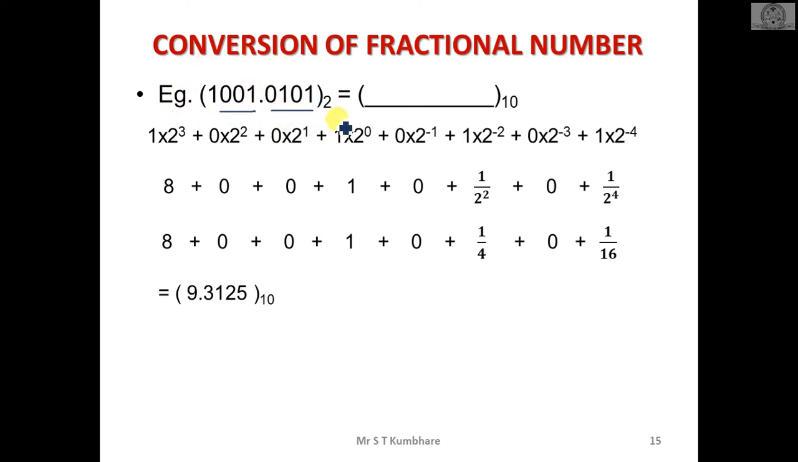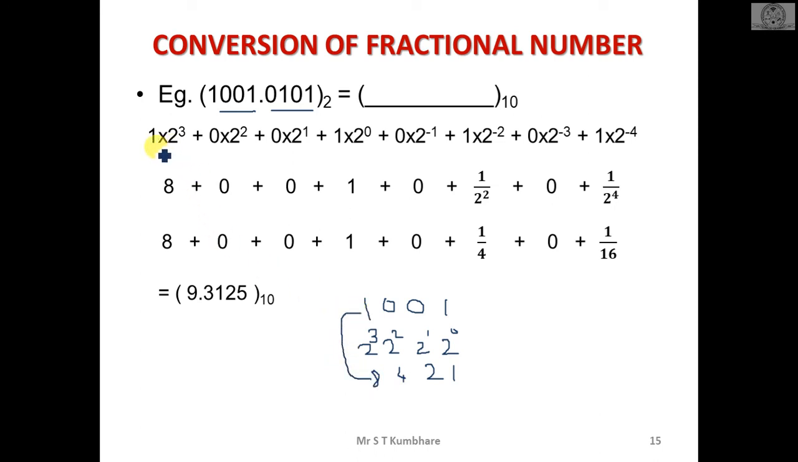Now, how to convert this binary number into a decimal number? It's simple. What we did previously, we'll take the integer part 1001. How did we convert this into decimal? We multiplied it with the base 2 raised to power 0, positional value 2 raised to power 1, 2 raised to power 2 and 2 raised to power 3. 2 raised to power 3 is 8, 2 raised to power 2 is 4, 2 raised to power 1 is 2 and 2 raised to power 0 is 1. So you have to multiply this with this.